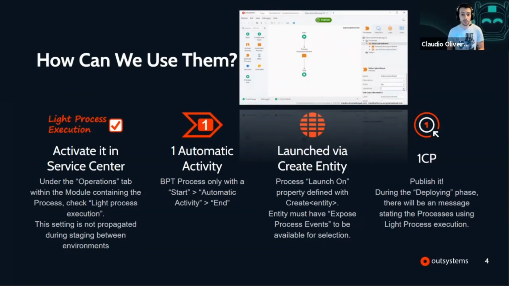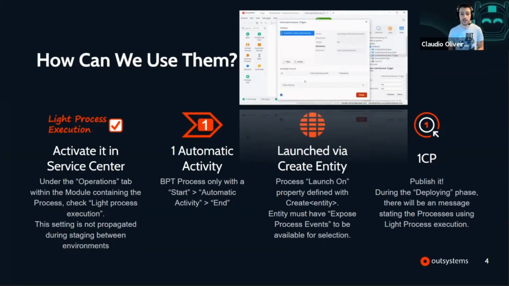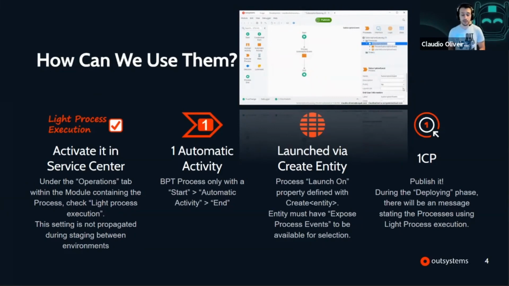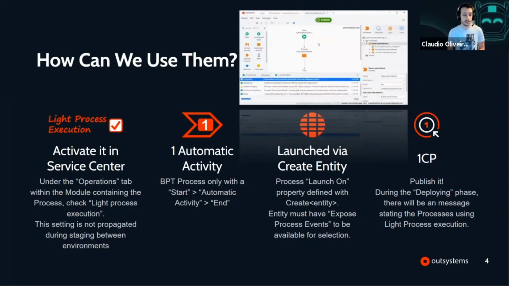Whenever you publish it, then during the deployment phase, if everything goes right and if your process meets all the criteria to be a light process, then in the deployment phase, on the message part, you will see a message saying that your process will be executed as a light process, and that it will not record any history. But I will also show this later in the session.